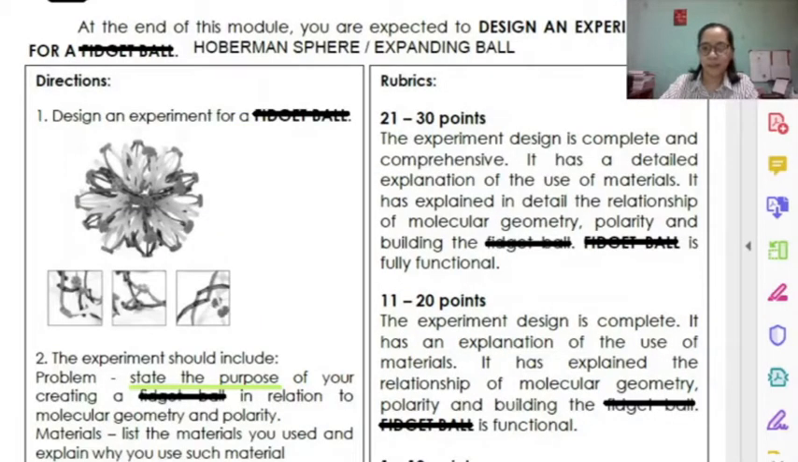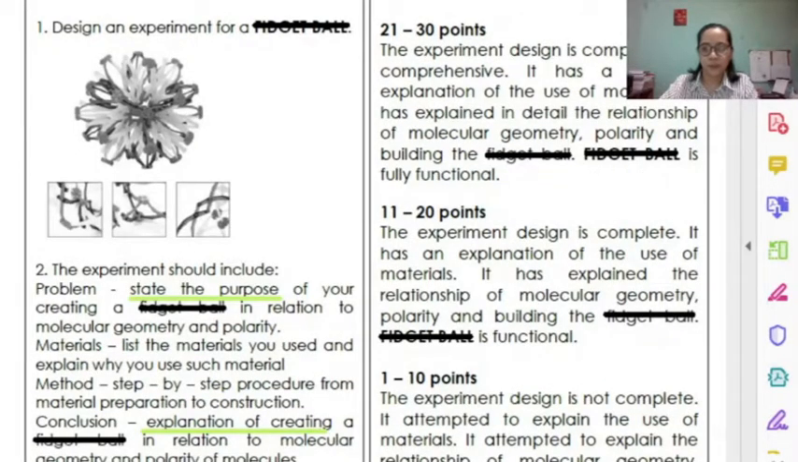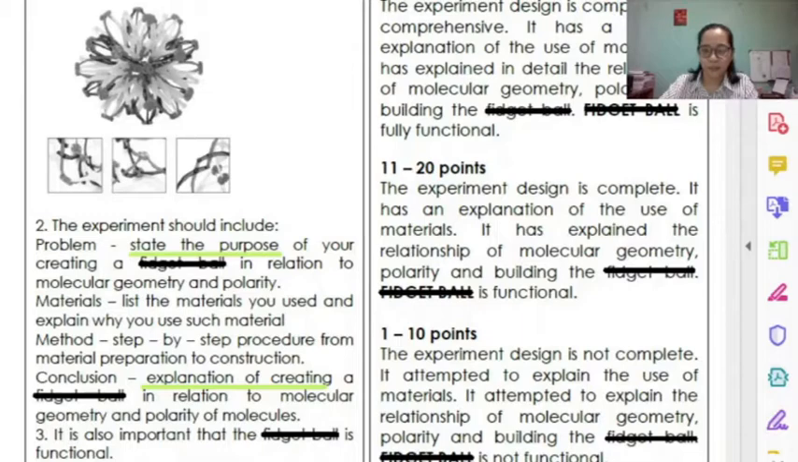So design an experiment for a Haberman sphere or expanding ball. The things you need to prepare here: your design is the problem, state the purpose of creating a Haberman sphere or expanding ball in relation to molecular geometry and polarity. What does this mean? Questions like, why are you creating a Haberman sphere aside from it being a requirement in relation to geometric shapes? What is its possible relation to our lesson or to the geometric shape?